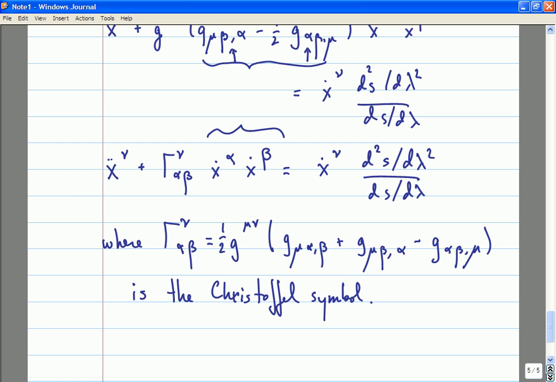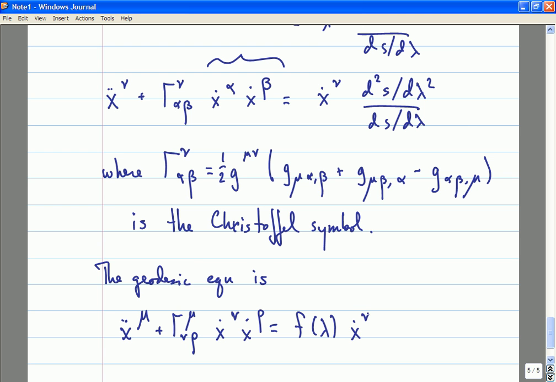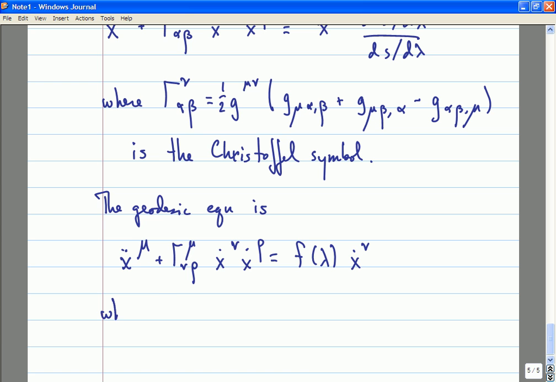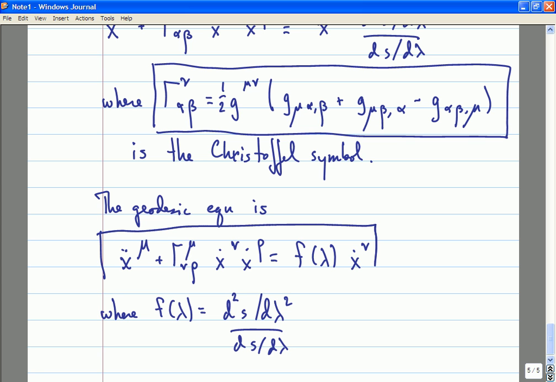And the equation for the geodesic is the second order differential equation, x double dot mu plus gamma mu nu rho x dot nu x dot rho is equal to some function of lambda times x dot mu, where f of lambda is that function I wrote above, the second derivative of s with respect to lambda over ds by d lambda. So this page here contains two incredibly important formulas, both of which you should memorize and tattoo in a convenient place so that you will never lose track of them. The first of these is the formula for the Christoffel symbol. The second of these is the formula for the geodesic equation.